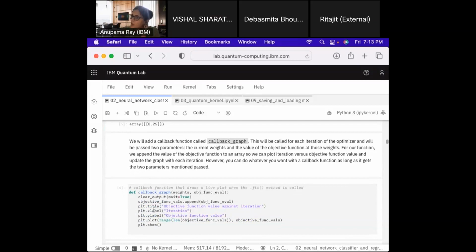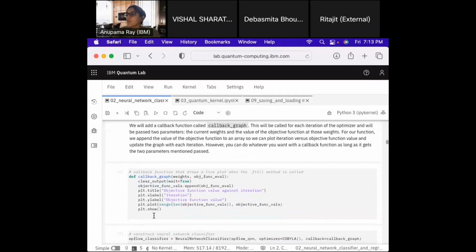Now after that we have a callback graph. We want to draw the loss landscape, to see how the loss is decreasing with every iteration, and that's the reason we have this callback. The callback is going to give you the value of the loss after every iteration. If you don't want the loss at every iteration, don't care about the intermediate steps, and want to look at just the final results, you don't need the callback graph.